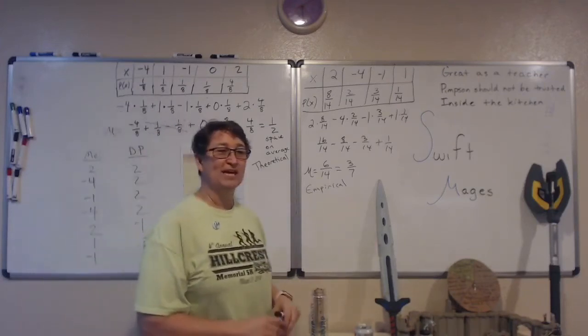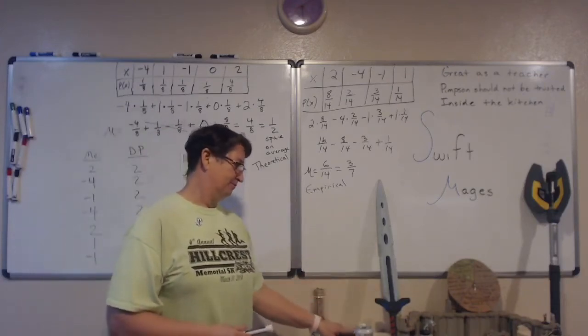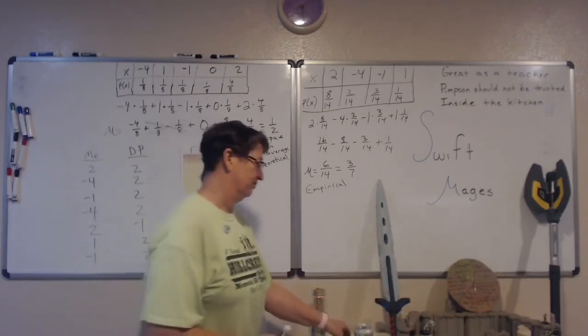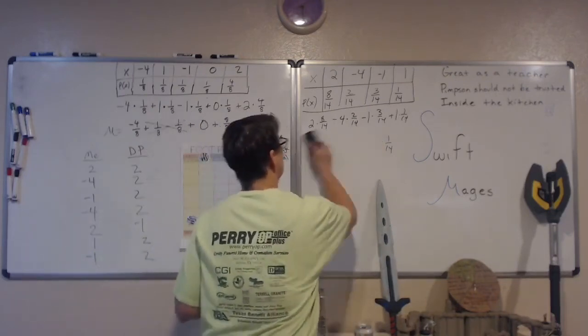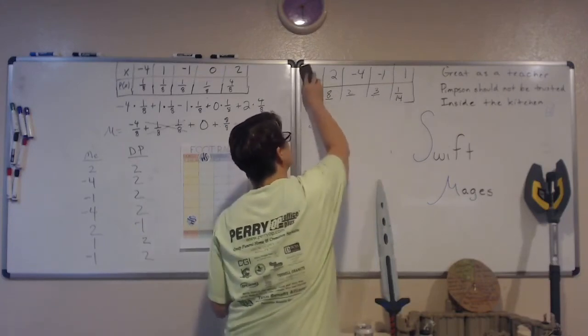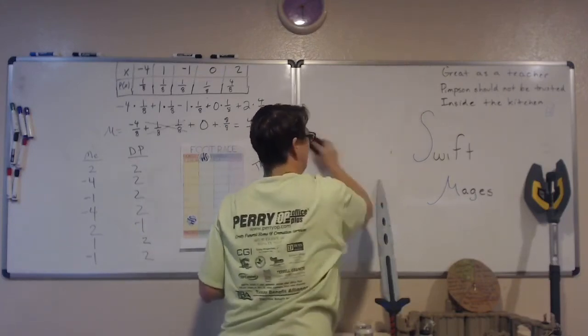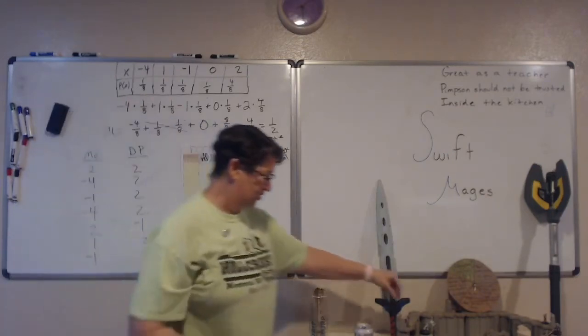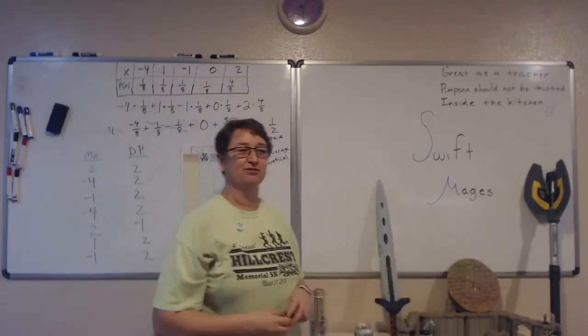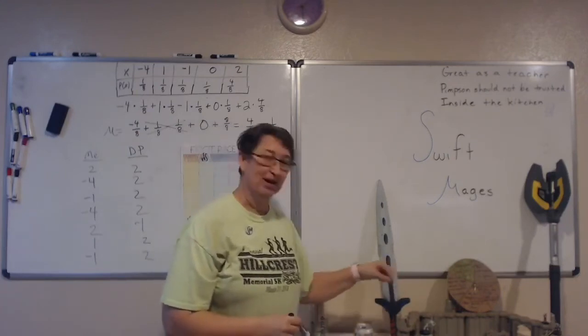Then my Swift Mages game. In this one, I used a spinner. So in this one, we've got Swift Mages here. And it's not a board game. Rather, I just use things I had around my house. Y'all all have toys like this around your house, right?